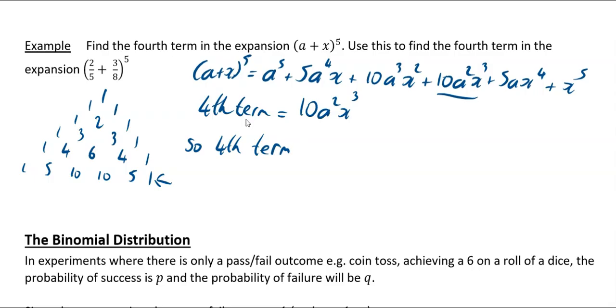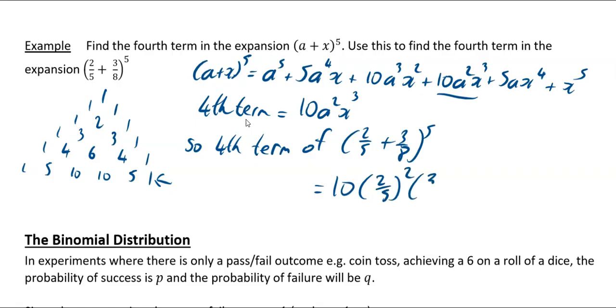So the fourth term of, and what was our thing? It was (2/5 + 3/8) to the power 5. It will be equal to 10. Instead of a, you've got 2 over 5, and it's getting squared. Instead of x, you've got 3 over 8, and it's raised to the power of 3. And then if you do that on your calculator, you will get 27 over 320.